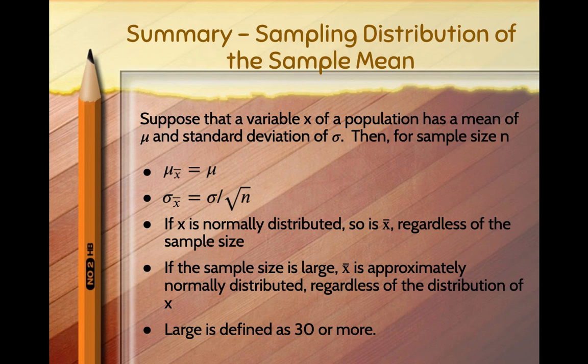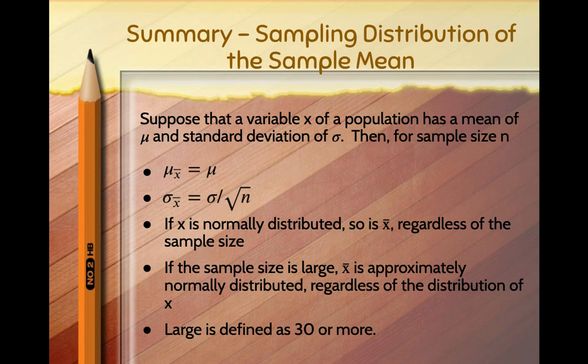So, to sum this up, you have some variable x that has a mean of mu and a standard deviation of sigma. For a sample size of n, the mean of the sample means is mu. The standard deviation of your sample means is the population standard deviation divided by the square root of n. If x is normally distributed, x bar is normally distributed.